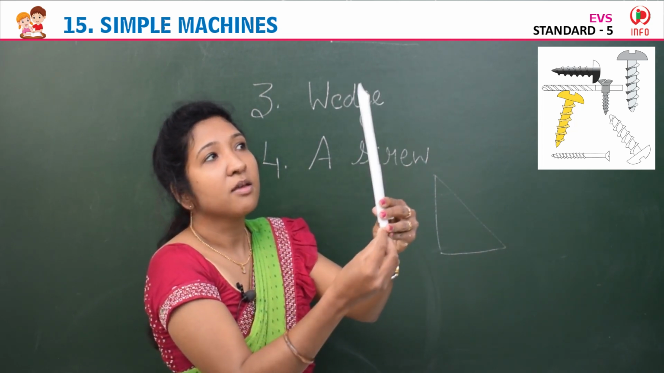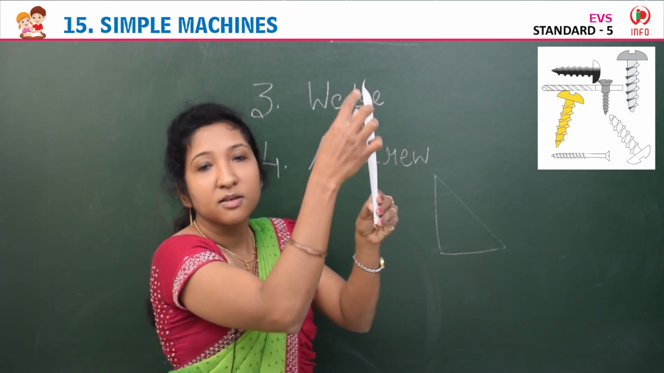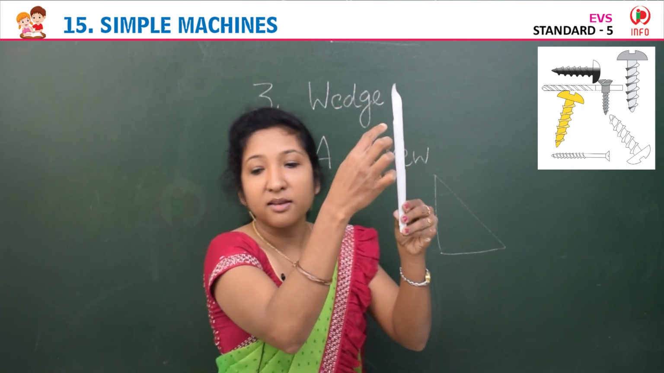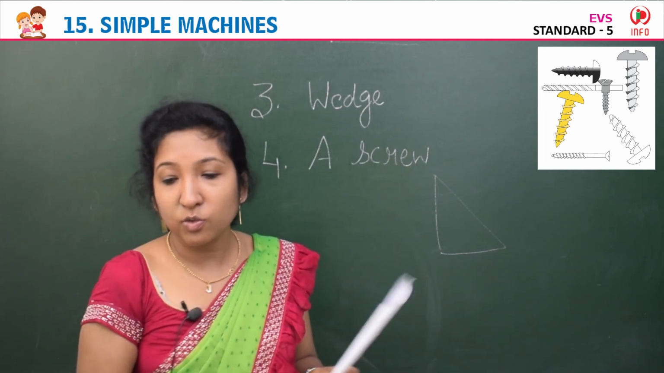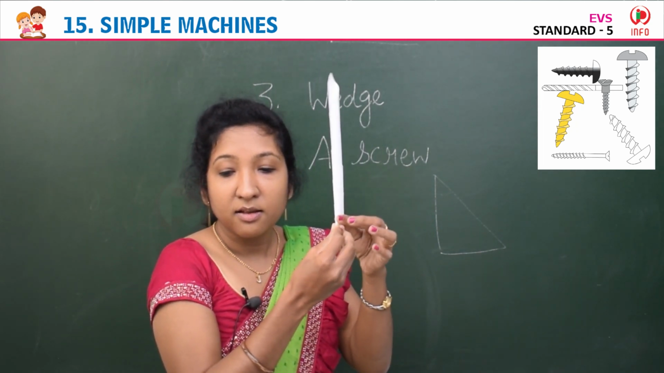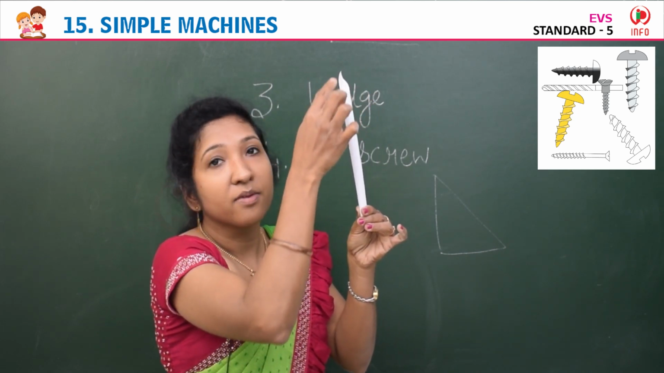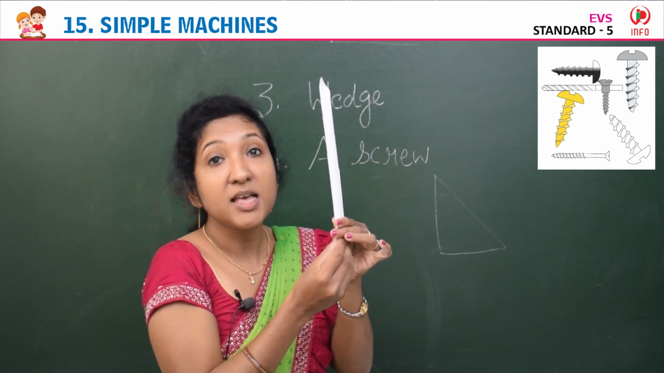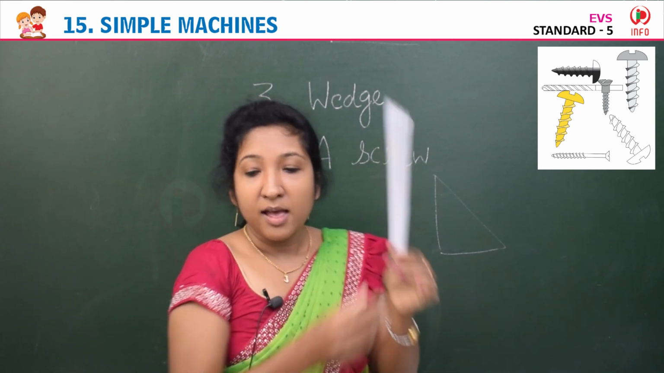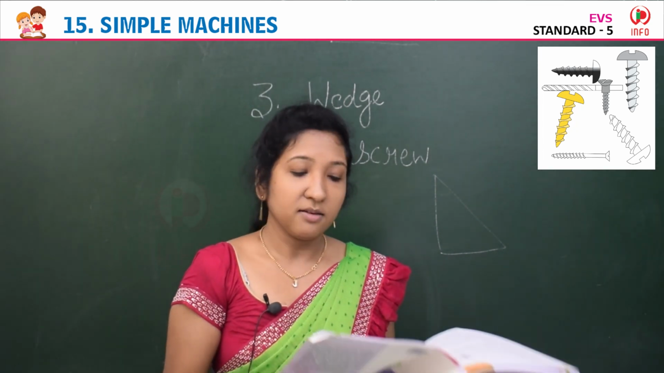Here, this edge, you see the spiral edge. This is an inclined plane. The thread of the screw is an inclined plane. This spiral edge looks like the thread of the screw. This spiral edge I am telling. This looks like a thread of a screw. And the thread of a screw is an inclined plane.